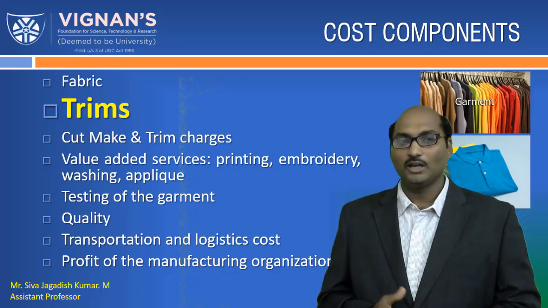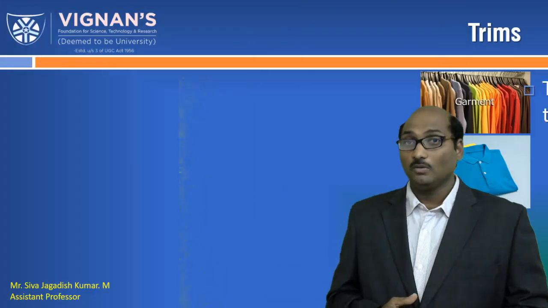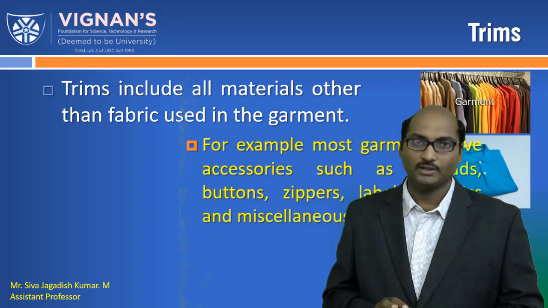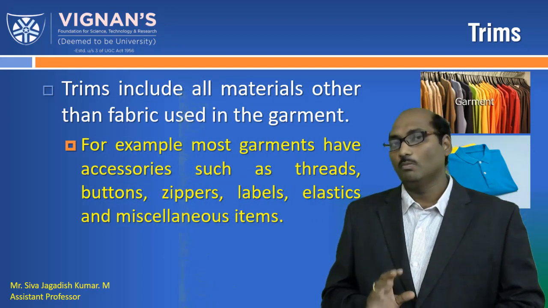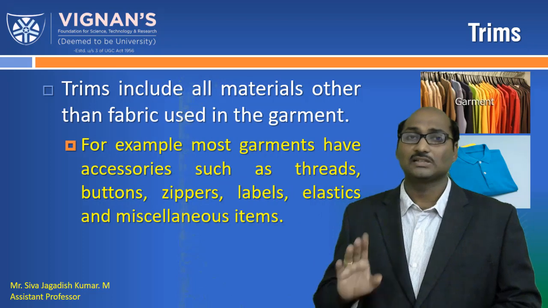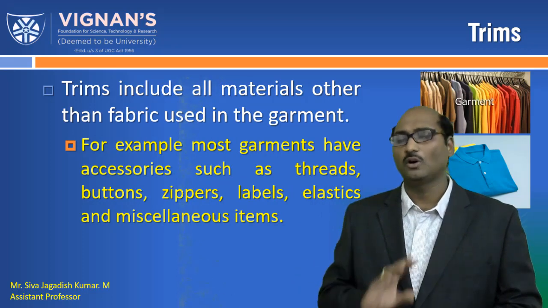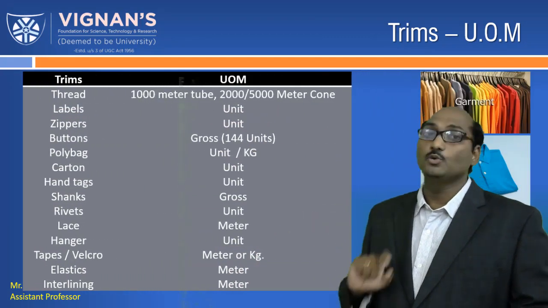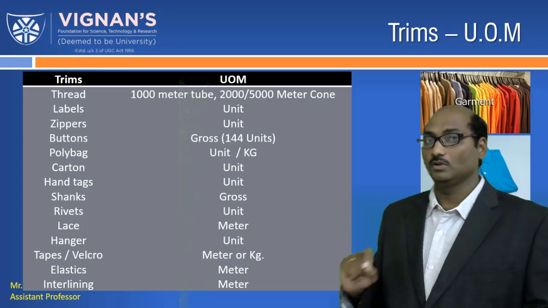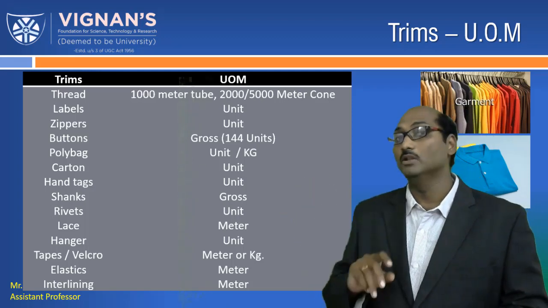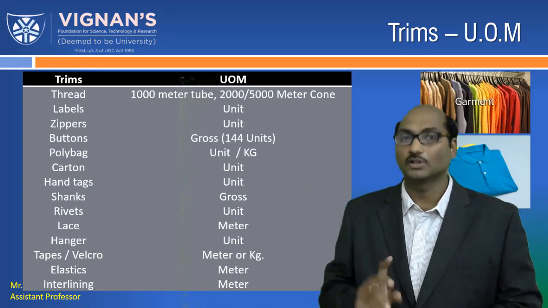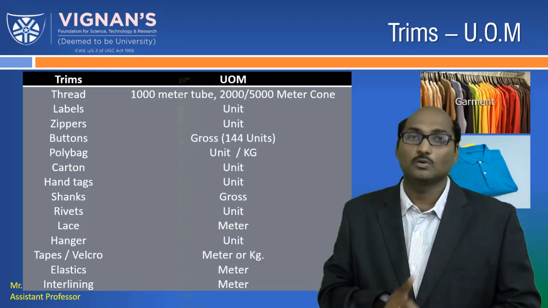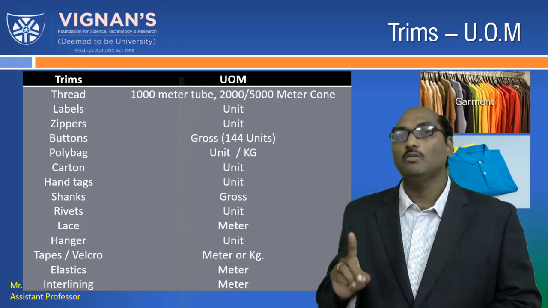Trims include all materials other than fabric used in the garments. Most garments have accessories such as threads, buttons, zippers, labels, elastics; all these come under the trims. Also, in the earlier class, we discussed the unit of measurement for these: threads, meters; labels, units; zippers, units; buttons, gross. One gross is 144 units. One gross is equal to 12 dozens. So 12 into 12, 144.